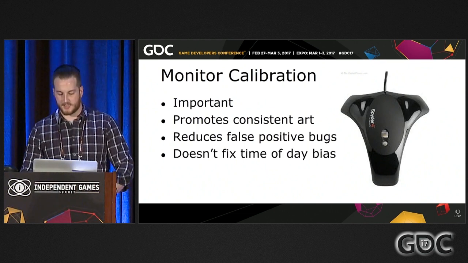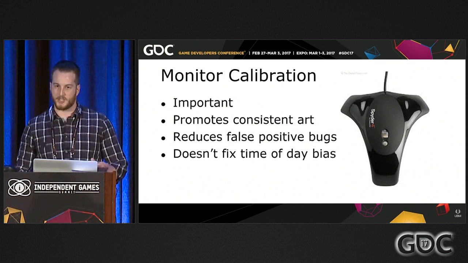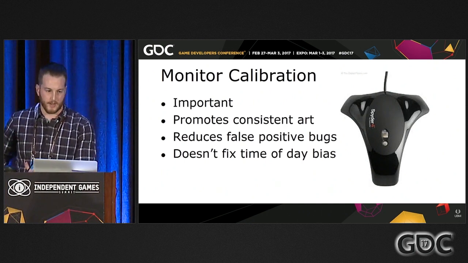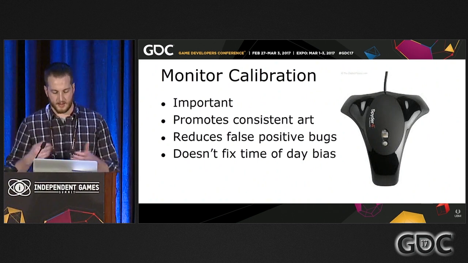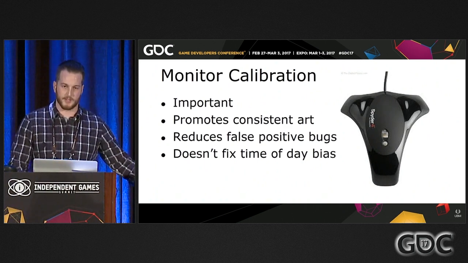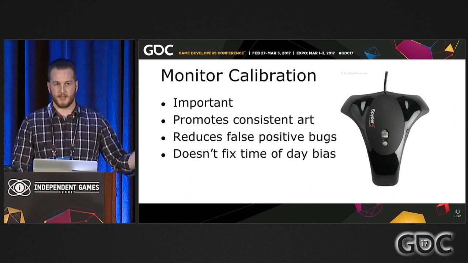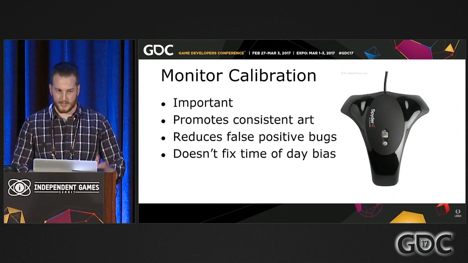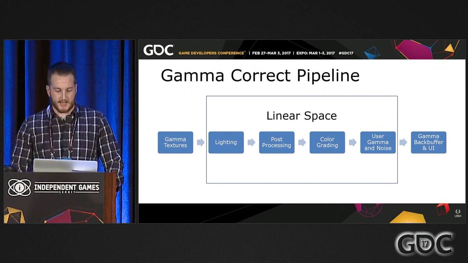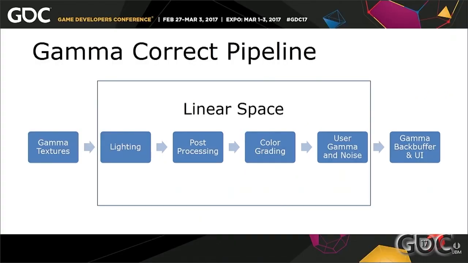However, it doesn't fix time of day bias, which is the difference between your lighting conditions with outdoor light, the color temperature of outdoor light transforming to the indoor light later in the day. So like indoor-outdoor lighting. So what we proposed was a gamma correct pipeline.